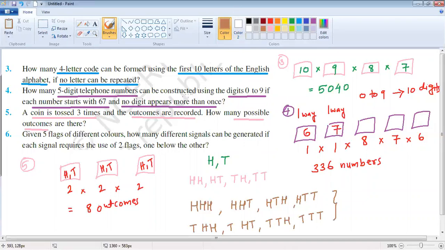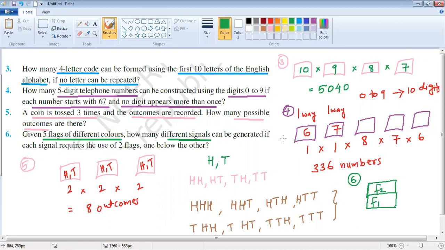And last question, question number 6. Given 5 flags of different colors. आपके पास 5 flag है, all the 5 are of different color. So you have to make signals. How many different signals can be generated if each signal requires the use of 2 flags? आपको ऐसे एक signal चाहिए. Signal में ऐसे रहते हैं कि 2 flag रहते हैं, ऐसे 2 flags, flag 1, flag 2, ऐसे 2 flags.